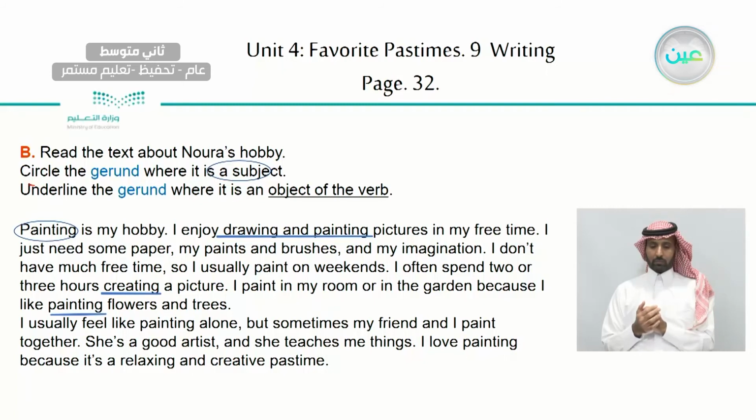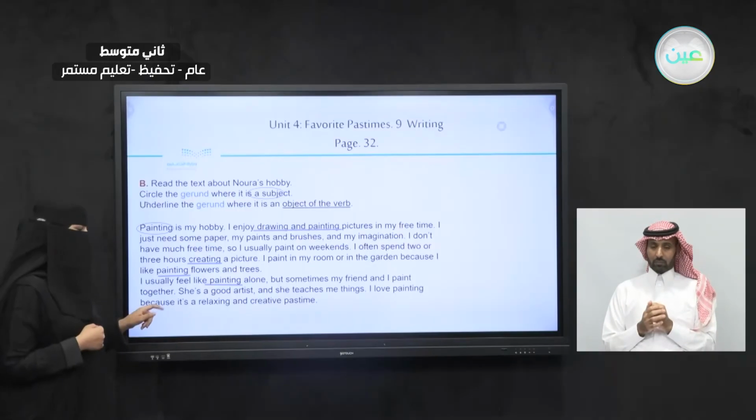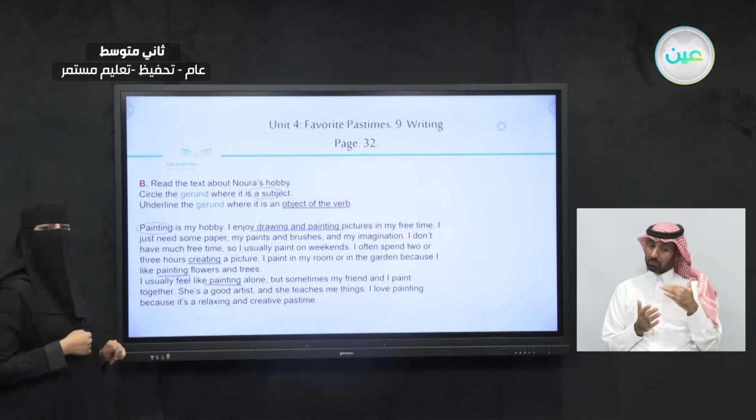Now, let's find the next one. So the next one here is I like painting flowers and trees. So what's before painting? We have the word like. I like painting. Paint plus ing. Here it's in the position of object in the verb. Now let's find the next one. I usually feel like painting. Before the word painting we have the word like. I feel like painting alone. So here, it is in the position of an object. But I want you to take a look here. I usually, what do we call usually?